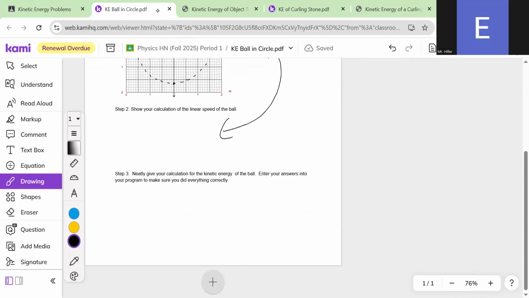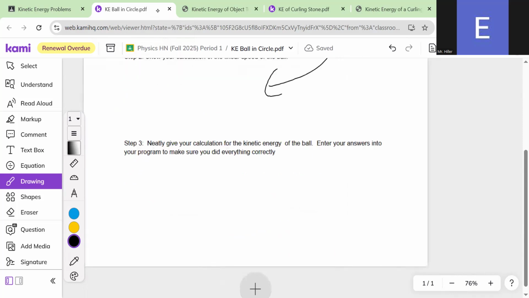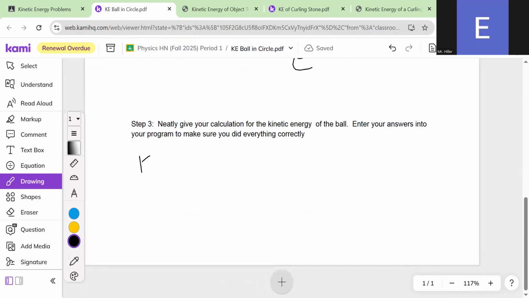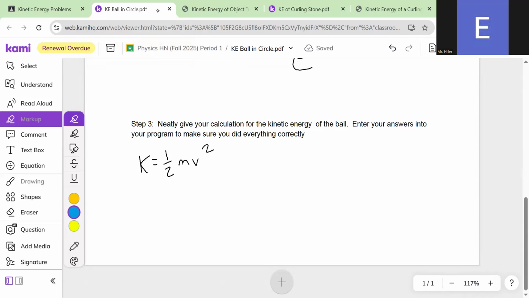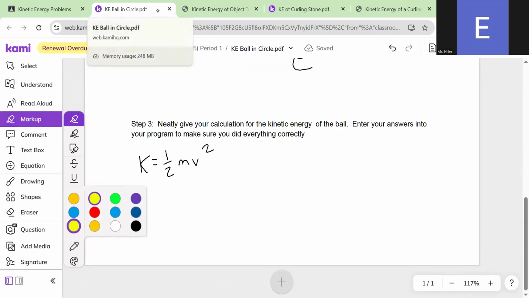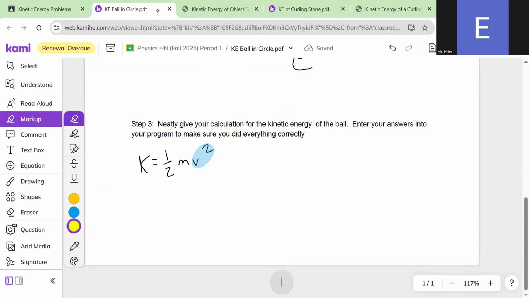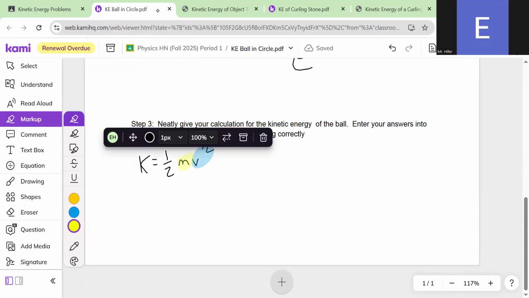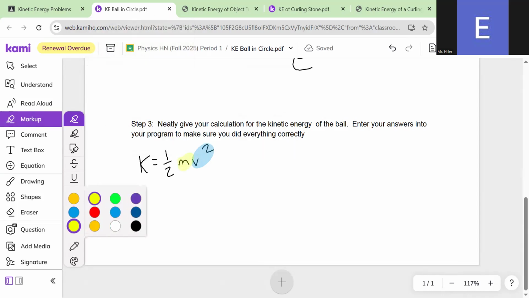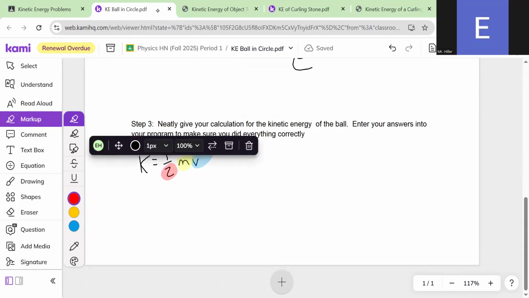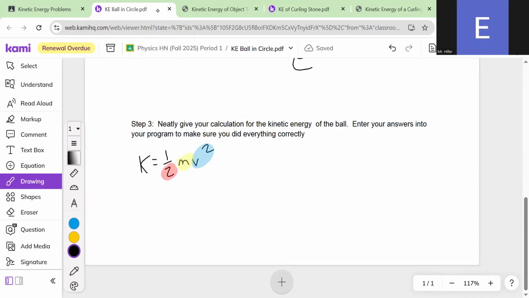Lastly, we just need to calculate the kinetic energy. Well, kinetic energy is a very, very easy calculation to do. It's 1/2 times the mass times the velocity squared. Now, the easiest way to run this calculation is to square the velocity first. Then multiply by the mass, do that second. Then divide that by 2 to finish it off. Okay, that's the easiest way to run this calculation.